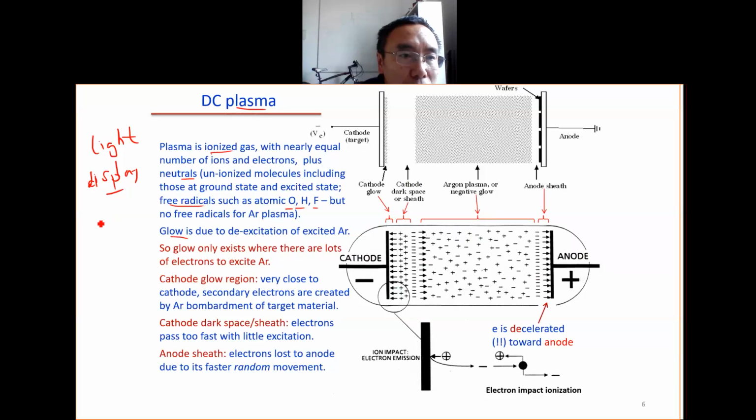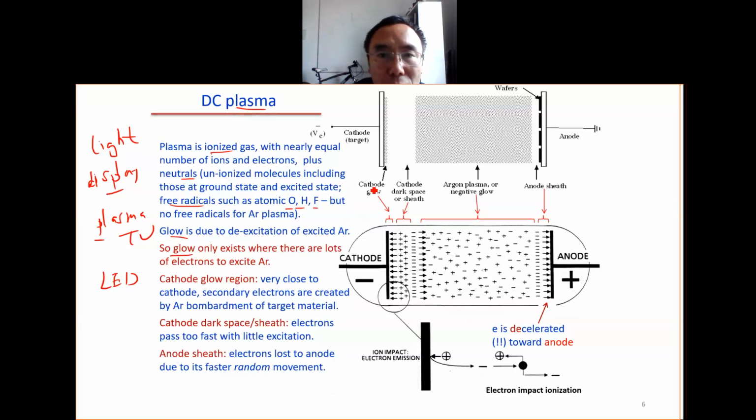A few years ago, you could buy a plasma TV from the supermarket. But nowadays, the LED TV is more popular. So we can use the glow of the plasma to make the plasma TV.